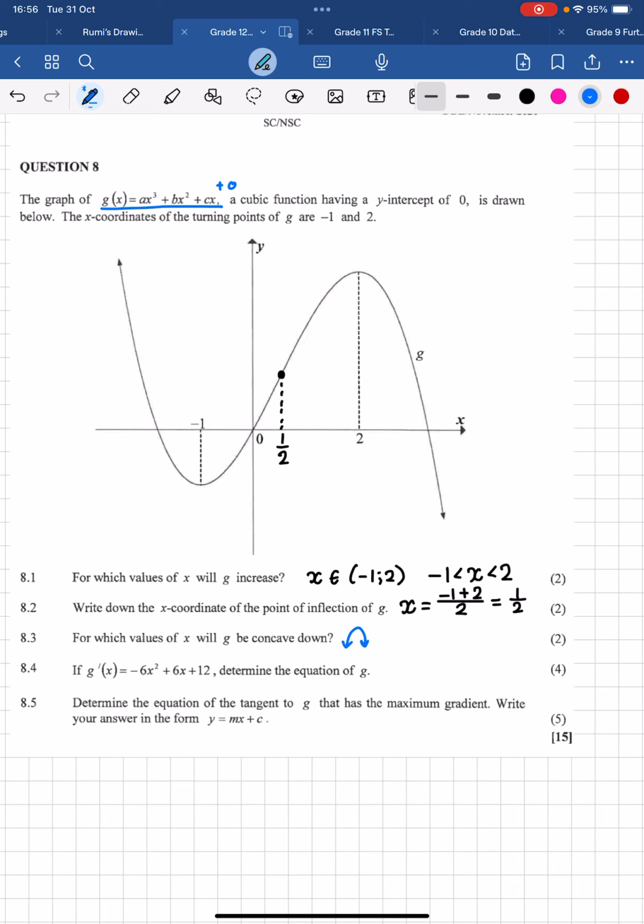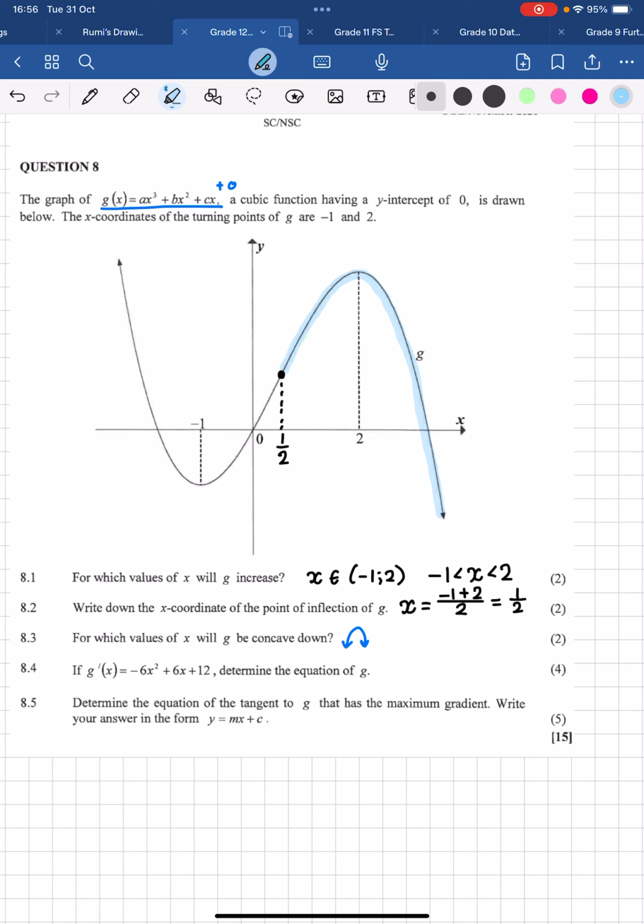It has that shape, right? A negative parabola. So that is the shape that we're looking for. And it's always on the one side of the point of inflection. So it's good that we know that the point of inflection is at a half. So it's either going to be smaller than a half or greater than a half. Yes, Amira, like a sad face.